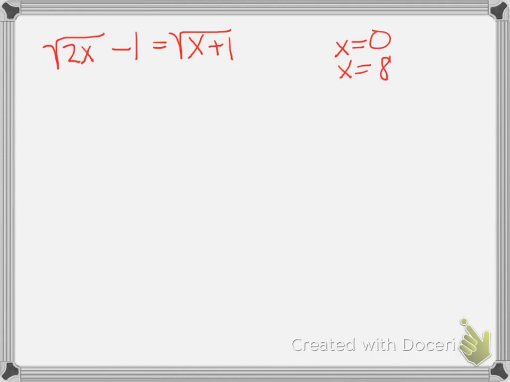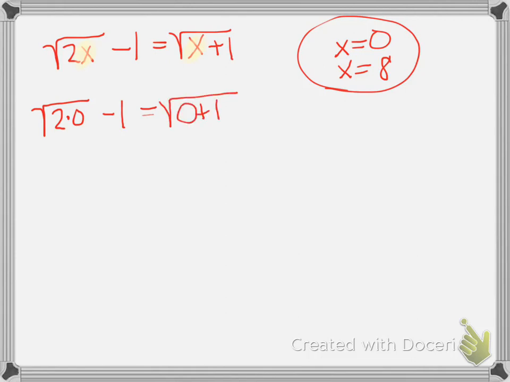Okay, so this was the original problem. Here's where the variable was. And this is the answers that I had from the other page. So I'm going to check the 0 first. So I'm going to take the square root and I'm going to plug a 0 in there. Okay, and the square root of 1 equals, this will be 0 minus 1. So I'll get negative 1 equals the square root of 1.